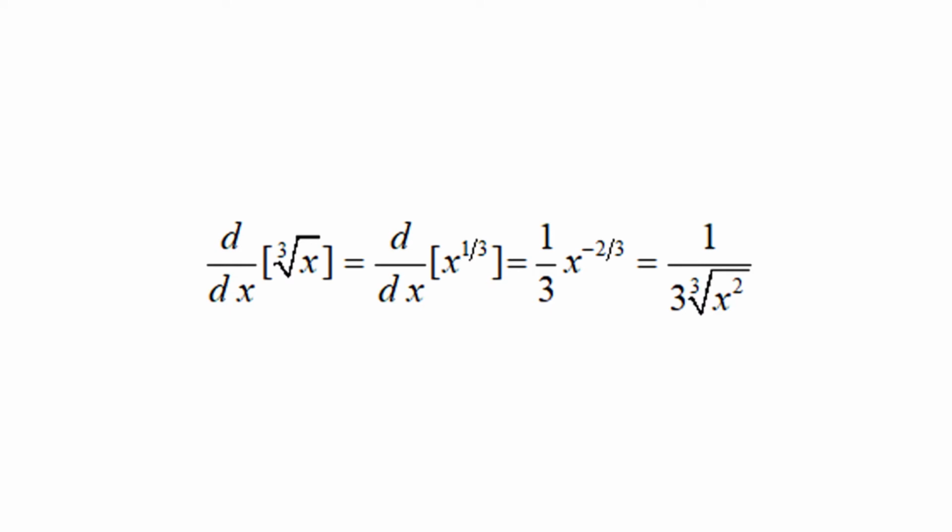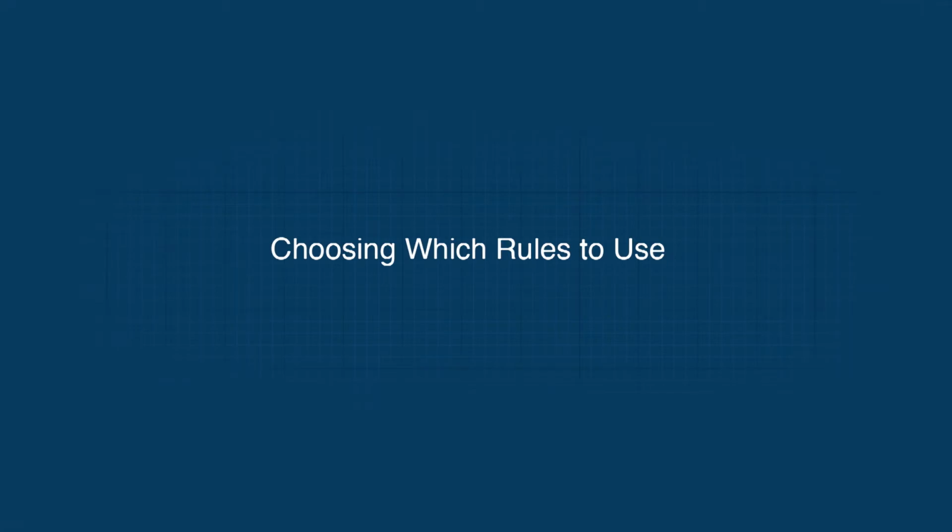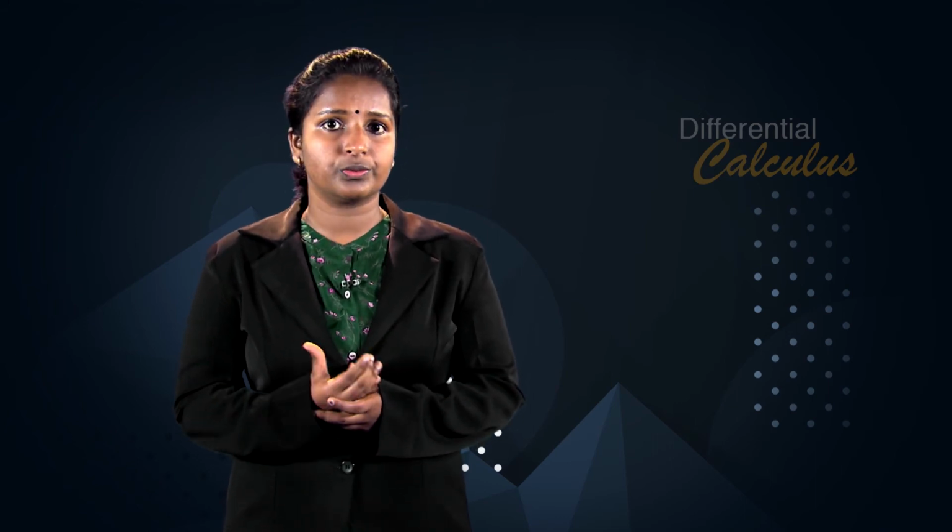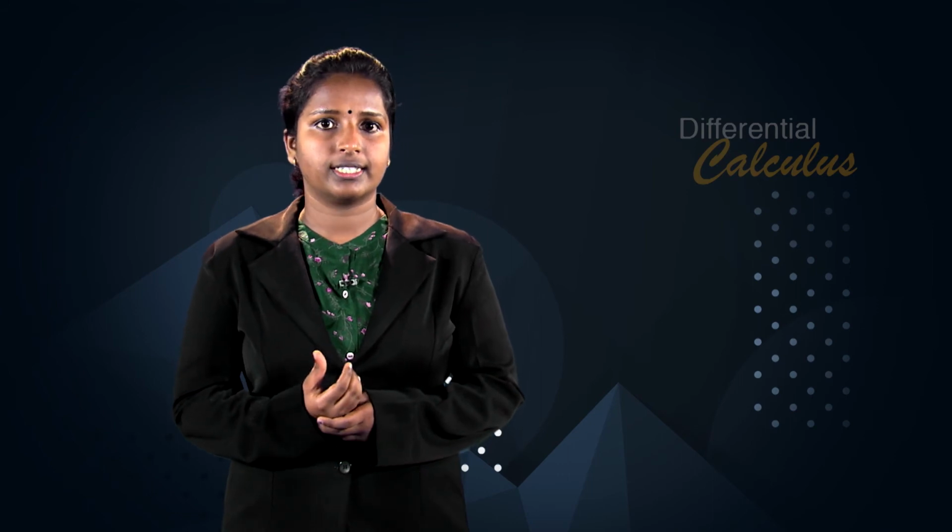As an example, d/dx of cube root of x equals d/dx of x^(1/3), which is equal to 1/3 x^(-2/3), which is equal to 1/(3 cube root of x²). Choosing which rule to use. The choice of which rule is used in solving a differentiation problem can make a difference in how much work you have to do. Here is an example.